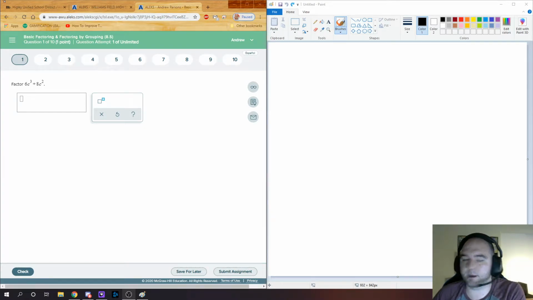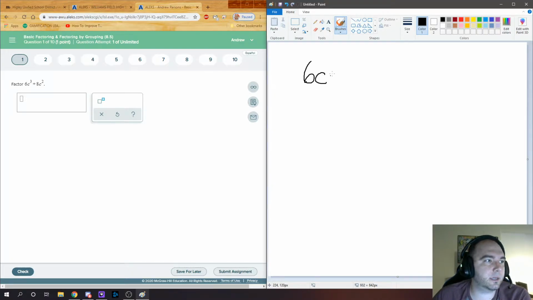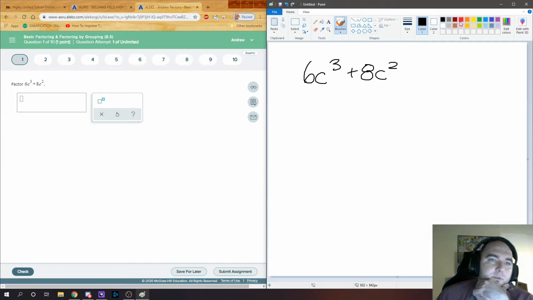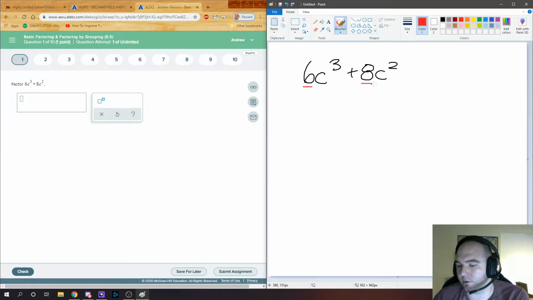So in problem number 1 here, it says factor 6c cubed plus 8c squared. Now when you're doing this, what you're trying to do is figure out what's the biggest amount I can divide out of each one. So I start with the numbers. If you compare the numbers in front of each term, known as the coefficient, what's the most I can divide those by that they both will divide by? In my case, this is 2, right? I can't divide anything else out of 6 and 8 besides 2, so I put a 2 out front.